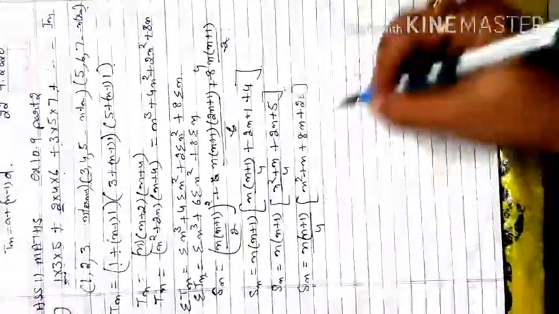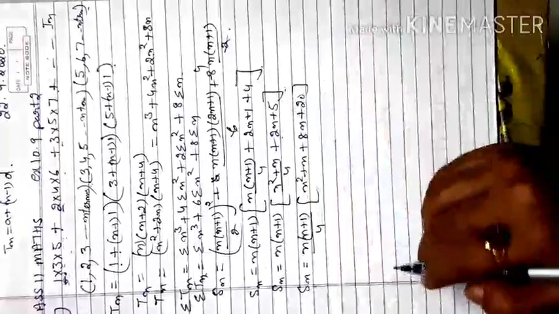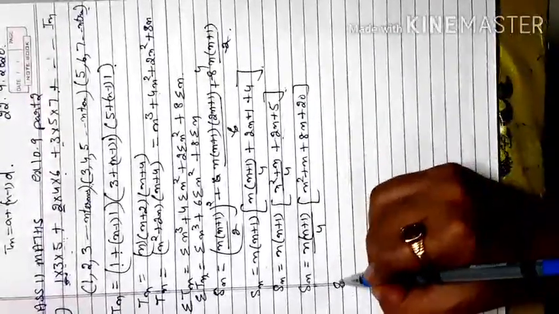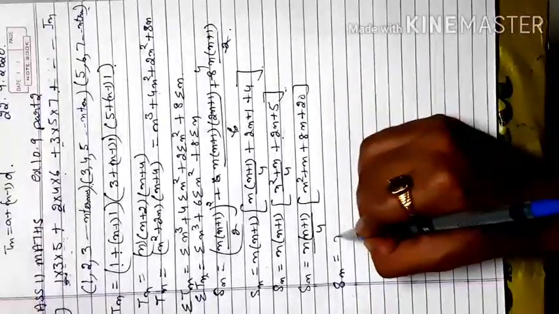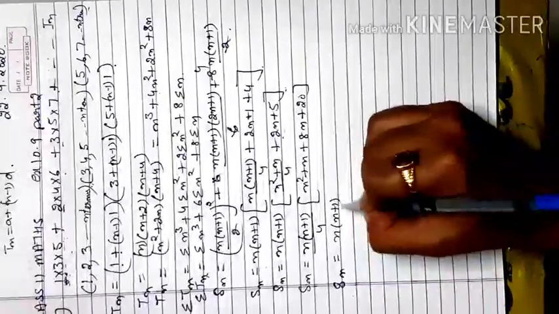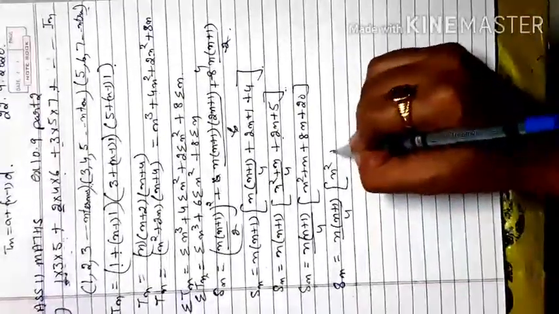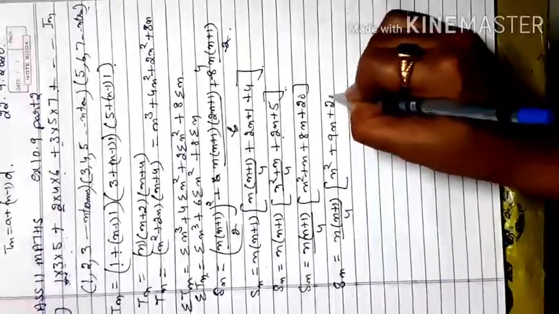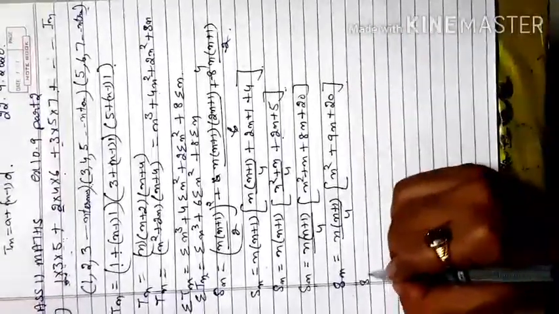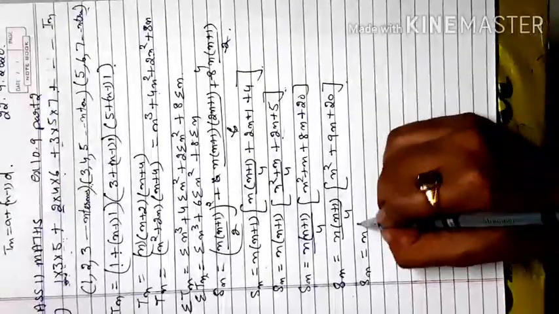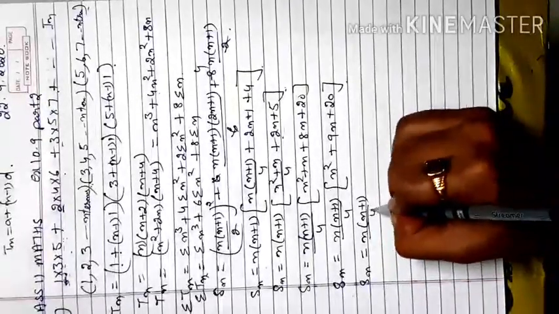So when you take the LCM of 4, 4 will be multiplied by these two terms and we take 4 common outside. Now my required term will be n into n plus 1 by 4. So here n square plus 9n plus 20. So Sn is equal to n into n plus 1 by 4.